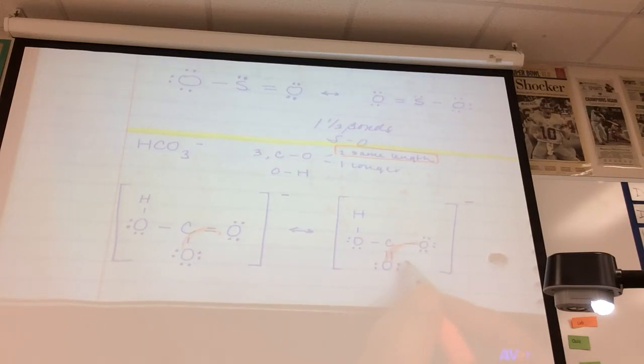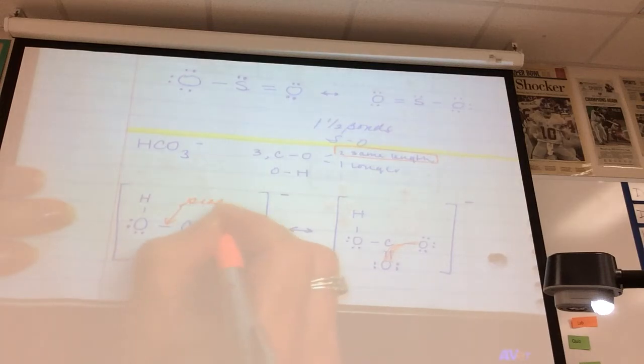Keep in mind, double bonds are shorter and stronger than single. Triple bonds are shorter and stronger than doubles. Oh, so those are shorter, and the one that's long, these were a little shorter than this. This is truly a single bond.